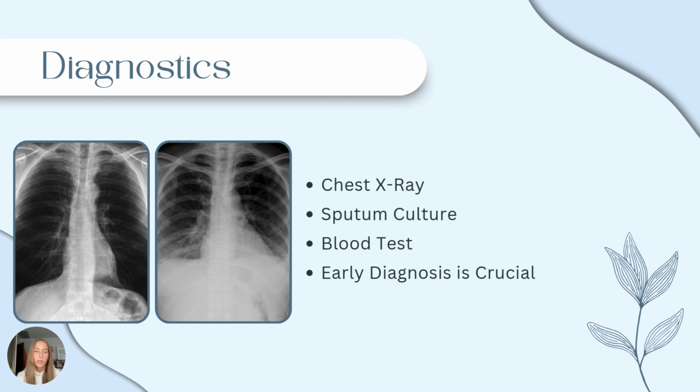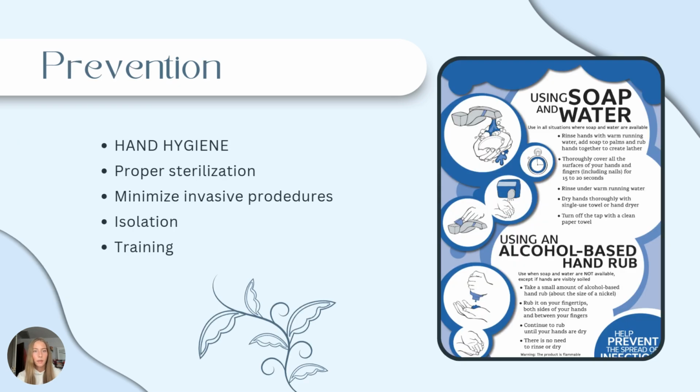Now let's talk about how we can prevent this dangerous infection from spreading. Preventing Klebsiella pneumonia relies heavily on infection control practices in healthcare settings. These include strict hand hygiene by healthcare staff. It's always stressed in nursing school: hand hygiene, hand hygiene, hand hygiene. Proper sterilization of medical equipment, using PPE when necessary, isolating infected patients, monitoring and limiting use of invasive devices like ventilators and catheters. Hospitals should also promote antibiotic stewardship, which means using antibiotics only when necessary to avoid resistance.